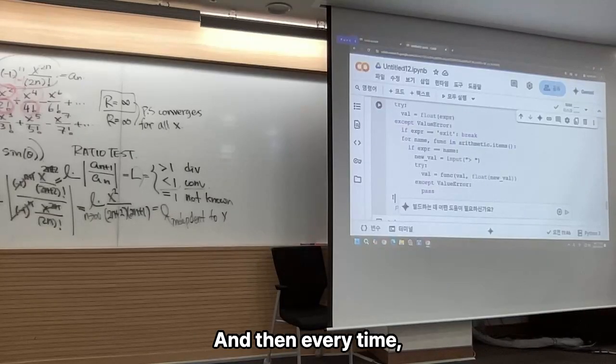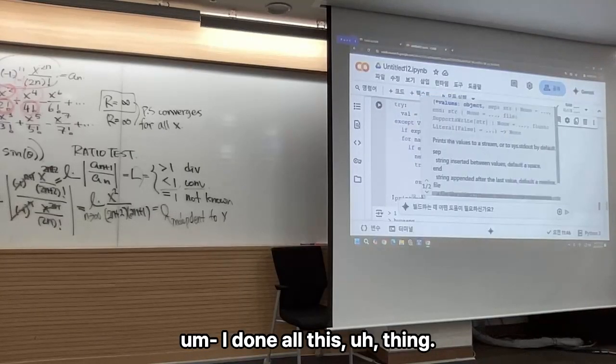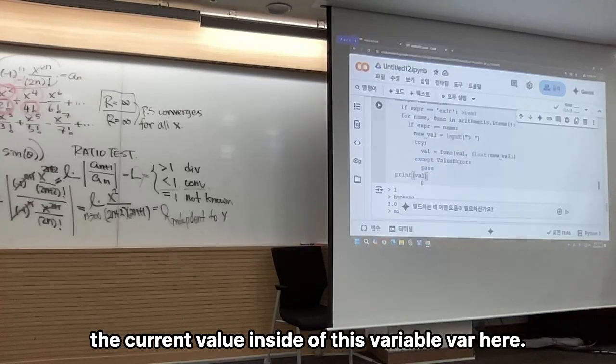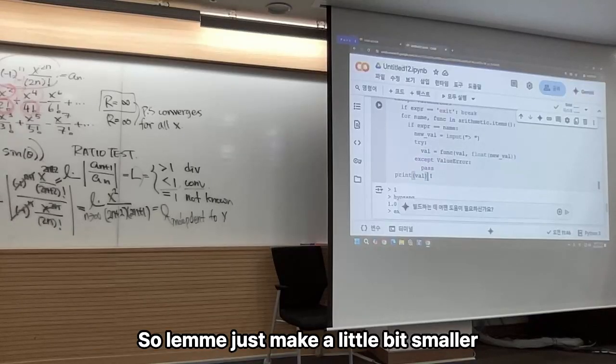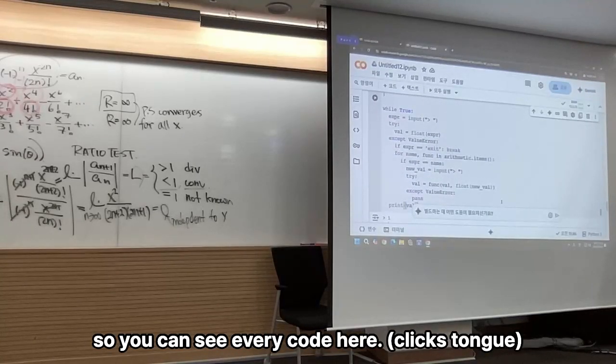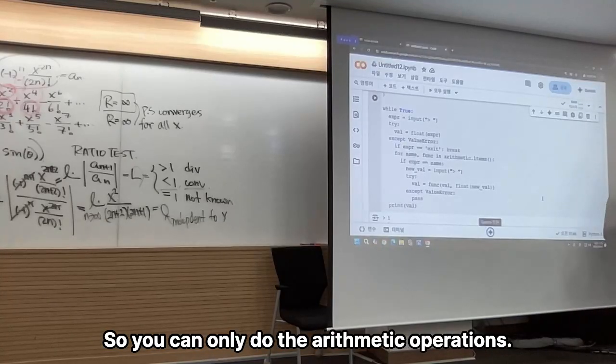And then every time I've done all this, I print out the current value inside of this variable var here. So let me just make it a little bit smaller so you can see every line of code here. So you can only do the arithmetic operations.